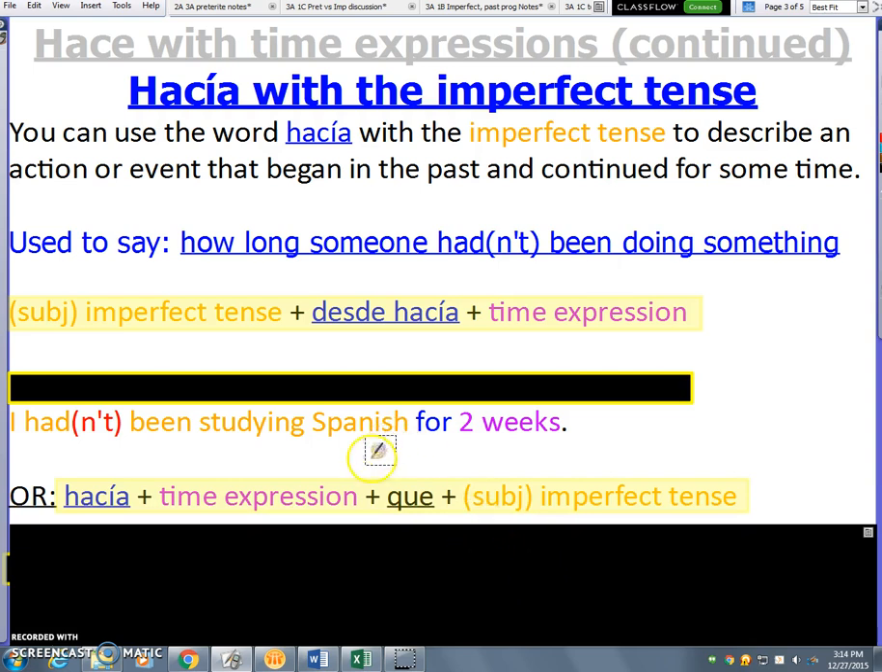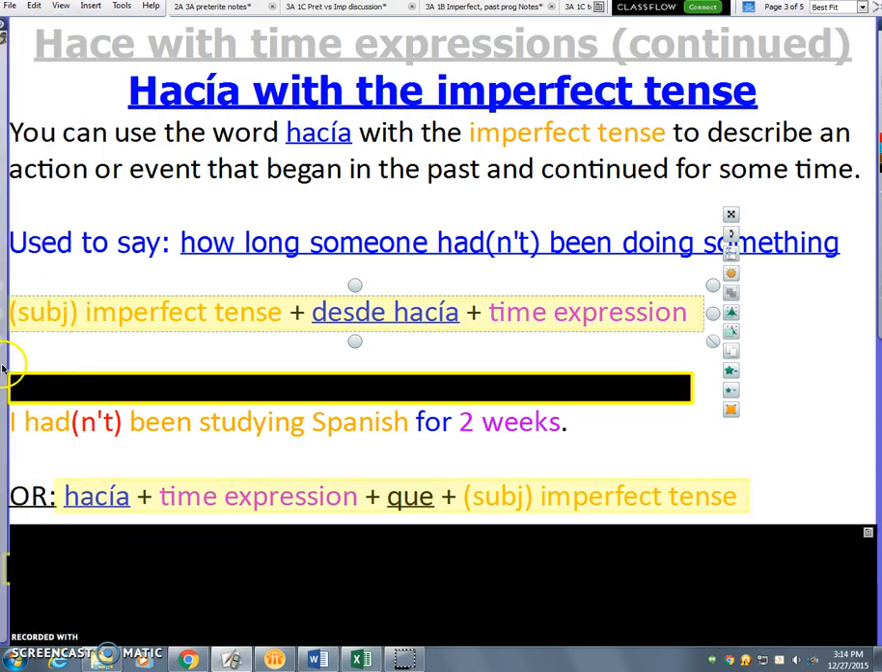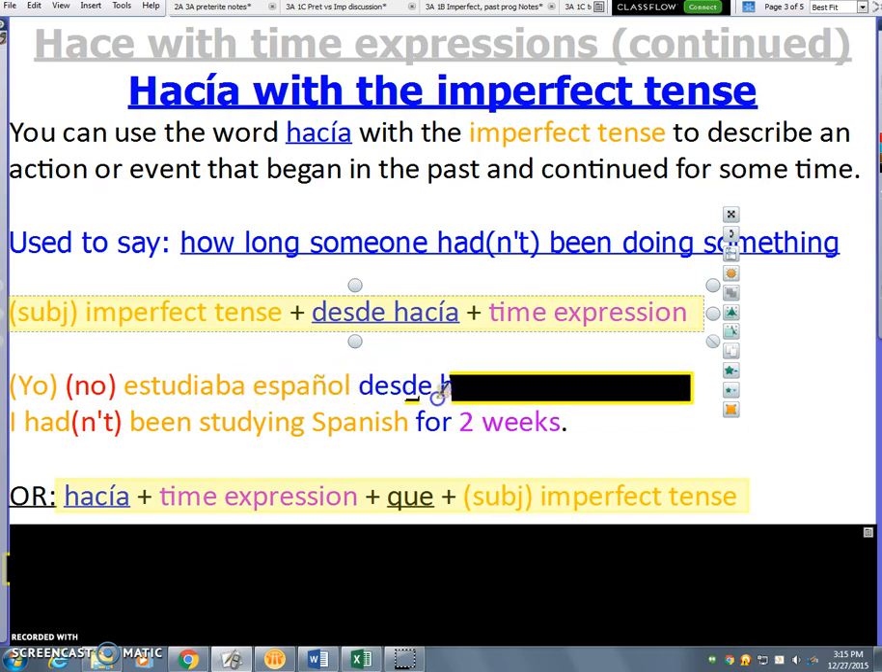So let's practice. So if I want to say I had been studying Spanish for 2 weeks or I had not been studying Spanish for 2 weeks, let's try it this way. My subject, of course, I won't need it if it's yo, but I can have it go away. So yo, and then I need my imperfect tense of estudiar. That's where no would go if I wanted to end the sentence. And español. Then desde hacía is how we say for, and then my time expression 2 weeks would be 2 semanas. Or I could use hacía time K, like in the other ones where we could use hace time K.